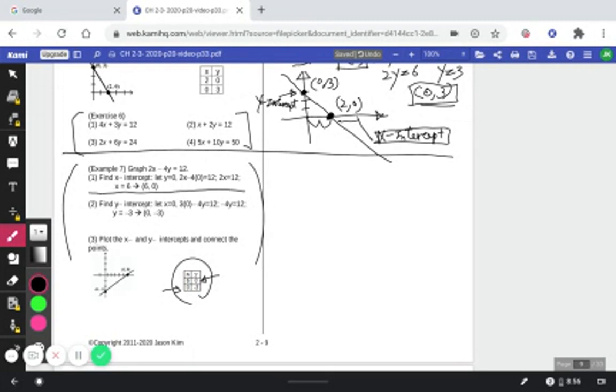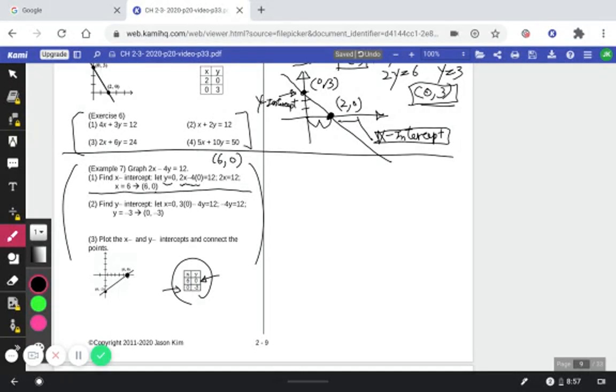So here is finding an x-intercept. So to find the x-intercept, let y equal 0 and plug in. You got 2x equal 12, x equals 6. So since x equals 6, the coordinate becomes 6, 0, because 6 is the x location, and y we put as a 0. So that's one point, which is here.